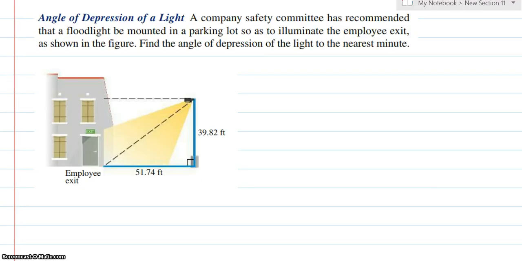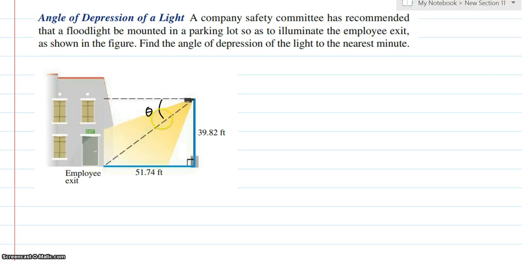Last example here is the angle of depression of a light. Now we're doing depression, and this time we're going to find the angle. A company safety committee has recommended that a floodlight be mounted in a parking lot so as to illuminate the employee exit, as shown in the figure. So this time they're giving you the figure. Find the angle of depression of the light to the nearest minute.